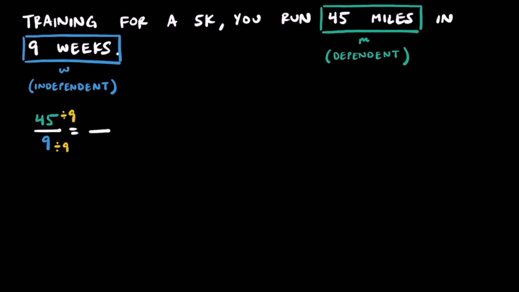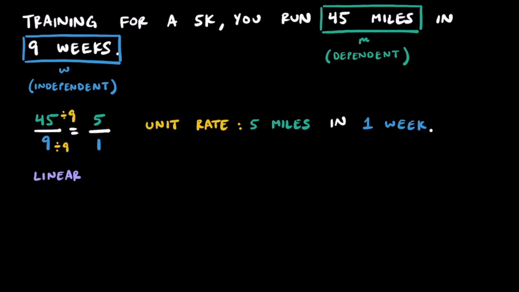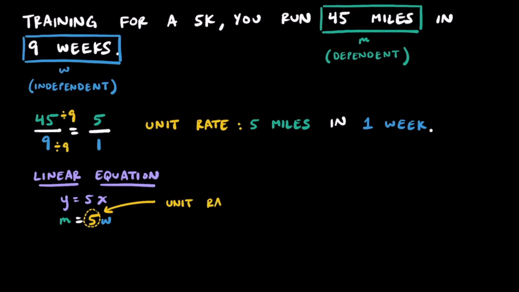And dividing top and bottom by 9, we can get a simplified rate of 5 to 1. An equivalent rate to running 45 miles in 9 weeks is this unit rate of 5 miles per 1 week. Showing this relationship using a linear equation, we can write y is equal to 5x. More specifically for this problem, we can say m is equal to 5w. The number of miles you run depends on the rate, which is 5 miles per week. And really important, this 5, which is our coefficient, represents our unit rate.